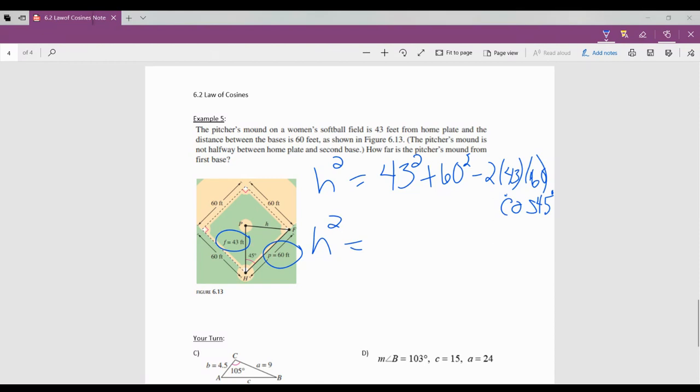Okay, so now we're going to do this in our calculators. H squared equals 43 squared plus 60 squared minus in parentheses 2 times 43 times 60 times cosine of 45, close, close, parentheses, and I get h squared equals 1800.329. And I'm going to solve for h by taking the square root. And again, it's a measurement, so we're not doing plus or minus. So h is going to equal the distance between the pitcher's mound and the first base, second square root, second, fill in that answer, 42.4.